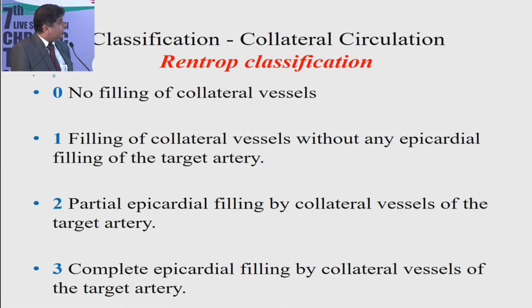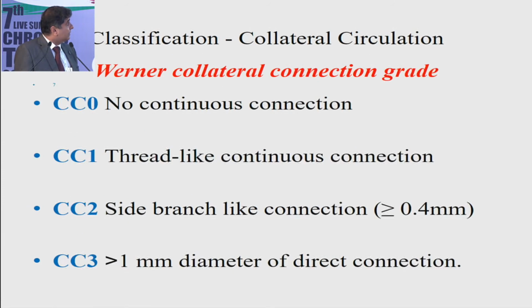Classifications of the collateral circulations will help us know, again, the difficulty that one can encounter or what sort of epicardial filling the collateral vessels are offering. Thereby, one can plan the procedure. Similarly, with the Werner collateral connection, grade 0 is no continuous connection at all of the collateral, as against grade 3, where there's a direct connection of the collateral of more than 1 millimeter diameter.